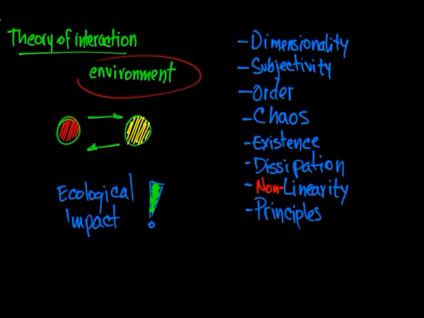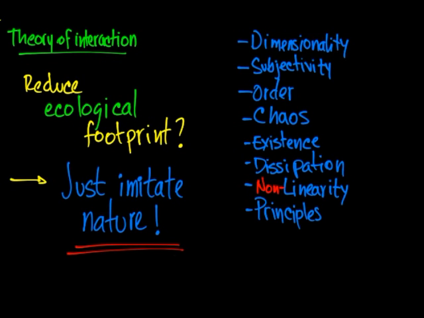The theory of interaction may be our strongest resource to fight against the destruction of the environment. The only thing humans need to do to reduce the ecological footprint is just to imitate nature. The theory of interaction predicts that by imitating nature on our daily interactions, the ecological damage will begin to reduce and humanity will be able to hold a sustainable development.